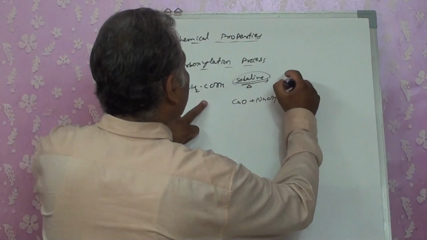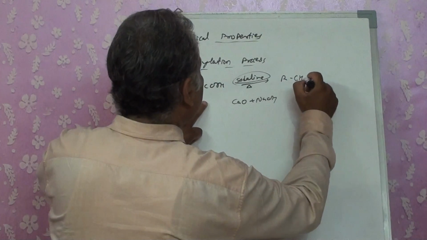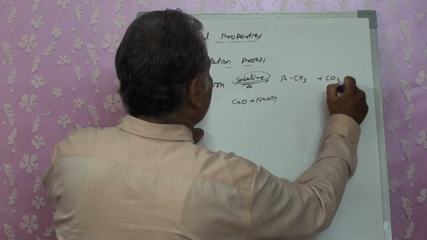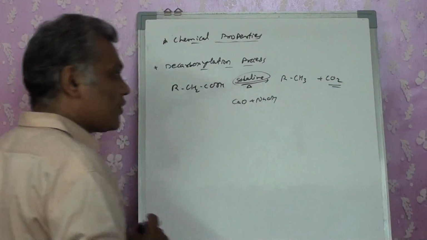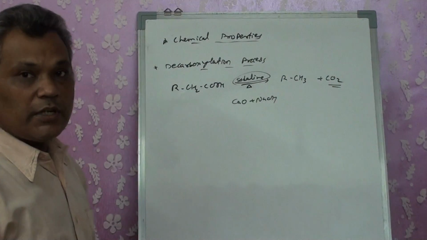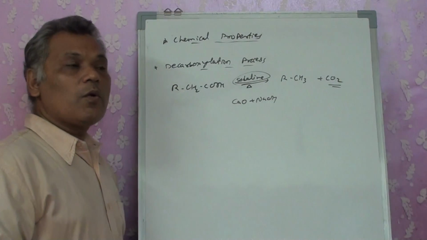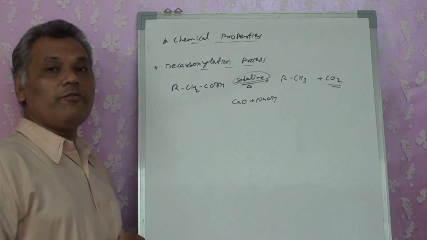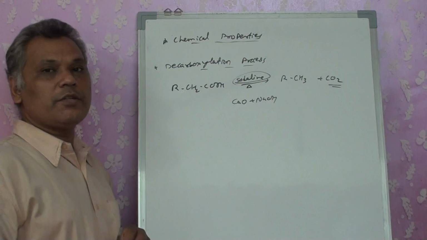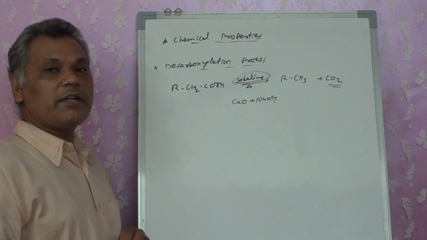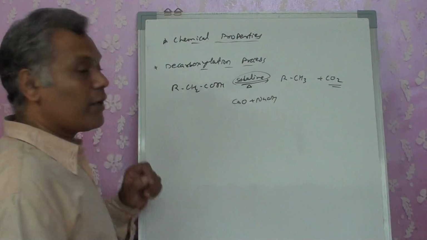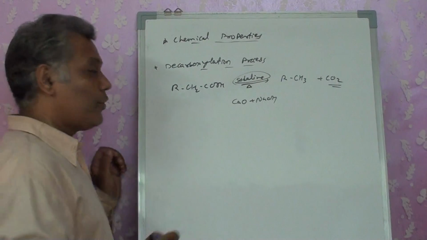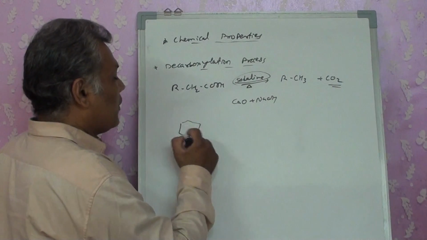This is known as soda lime. On heating it, it produces RCH3. The process is known as decarboxylation. Right? By removal of carbon dioxide, we reduce one carbon atom from the chain, and therefore we consider it one of the important reactions to reduce the carbon atom.